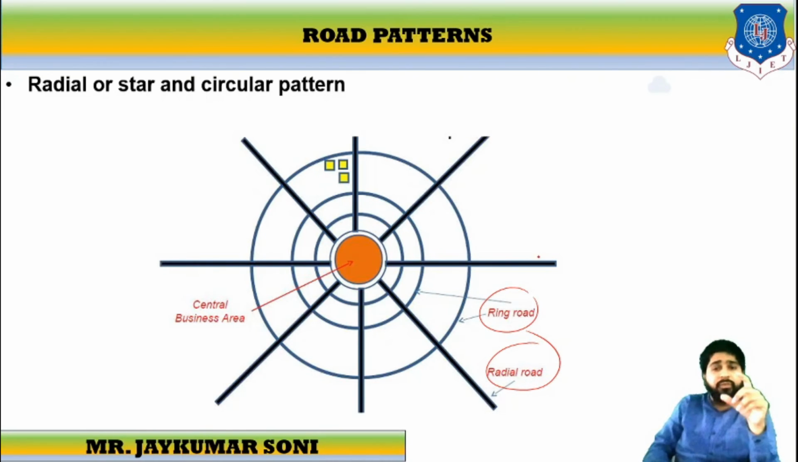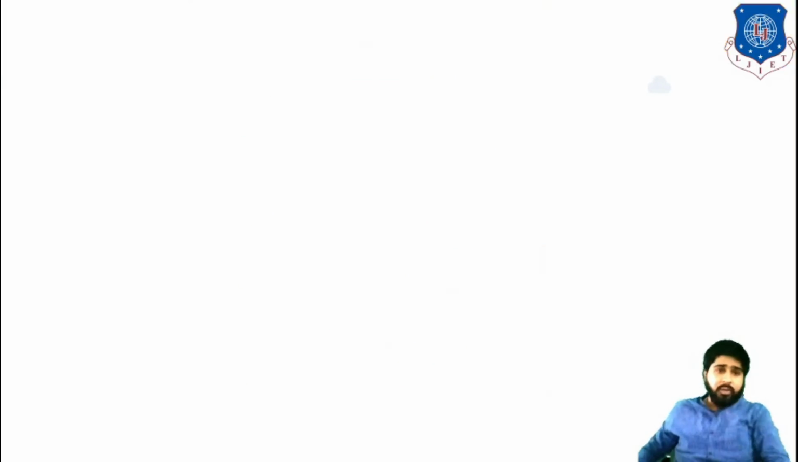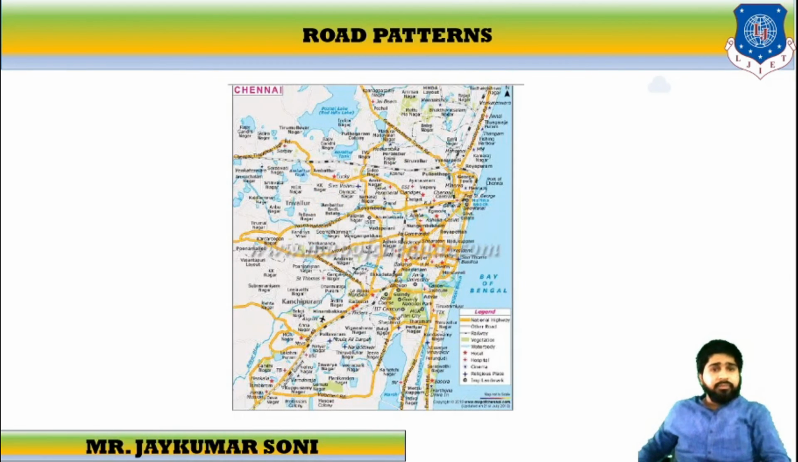So if any vehicle wants to come from here to here, it is not required to travel this whole direction. It can directly come from this point to this point, or it can directly come from this point to this point with the help of this. So this is about the radial or star and circular pattern. Okay, this is one of the examples. Sorry, I forgot to mention that Chennai has this kind of pattern.